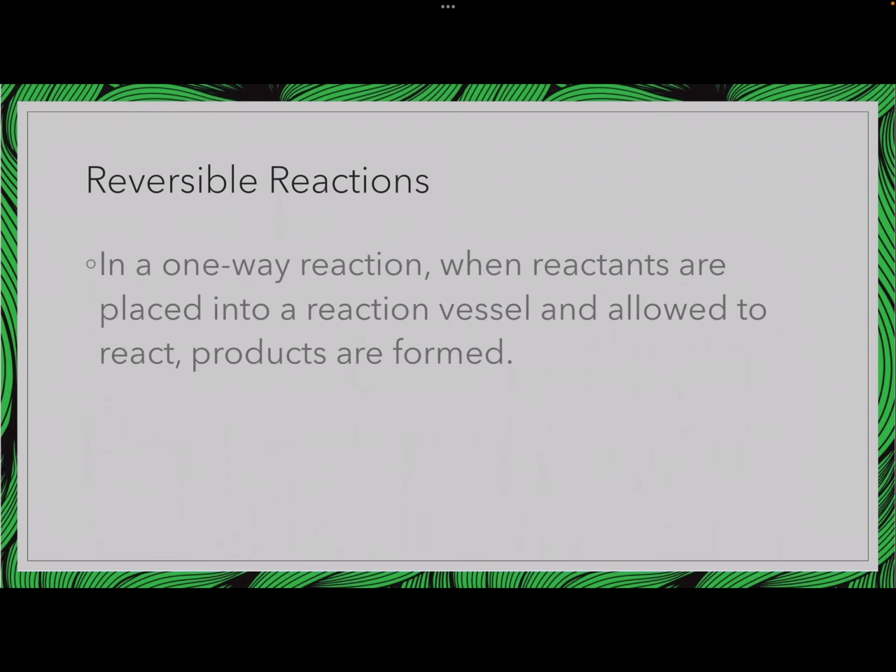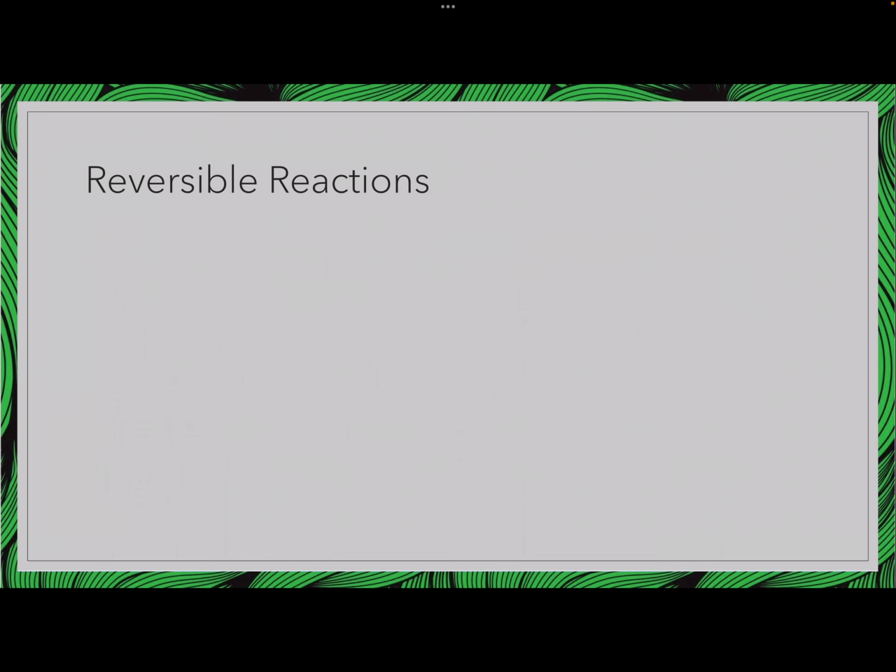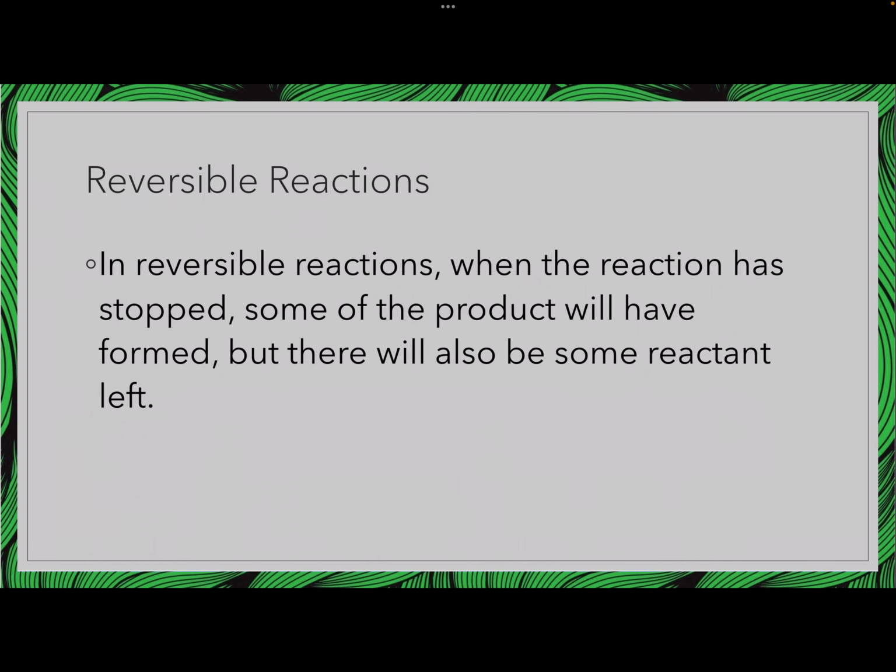So, reversible reactions. Now, in a one-way reaction, when reactants are placed into a reaction vessel and allowed to react, products are formed. However, what happens during a reversible reaction where the products themselves can react? Well, in reversible reactions, when the reaction is stopped, some of the products will have formed, but there'll also be some reactants left. So we get this mixture of products and reactants.